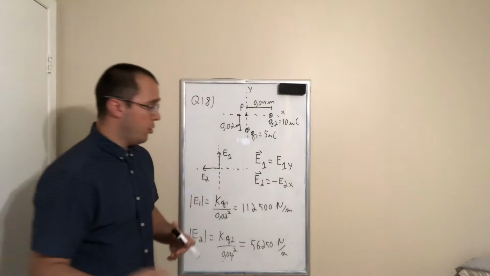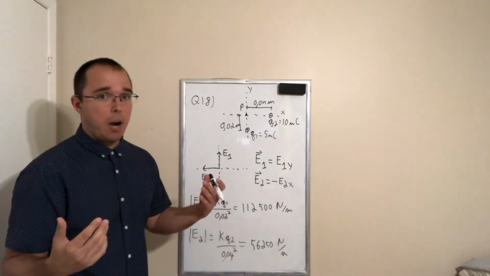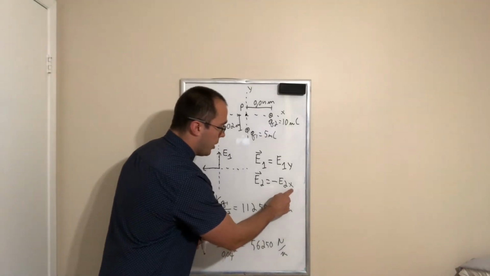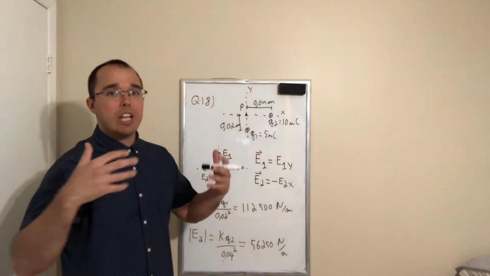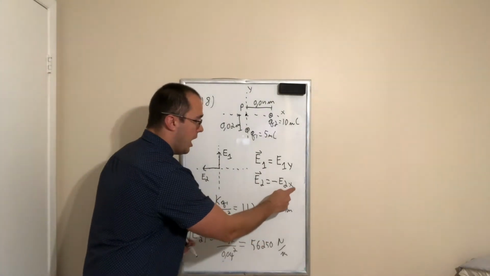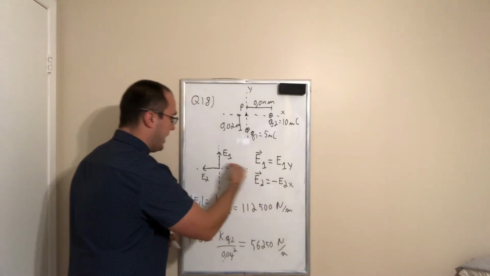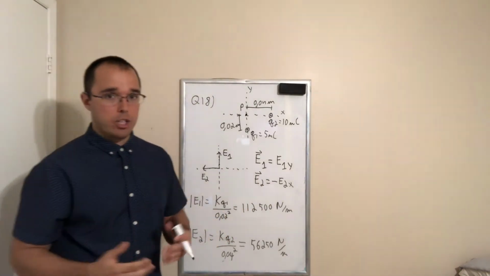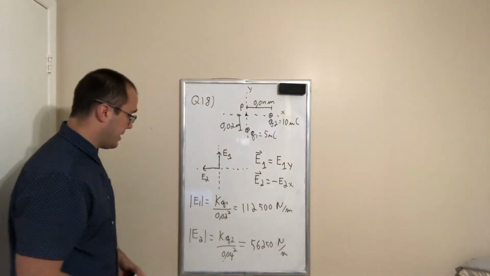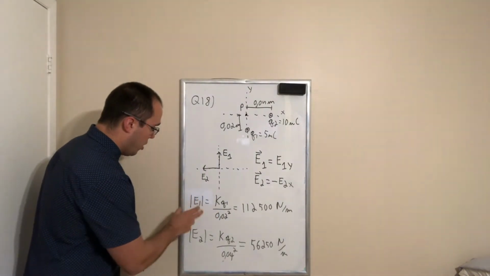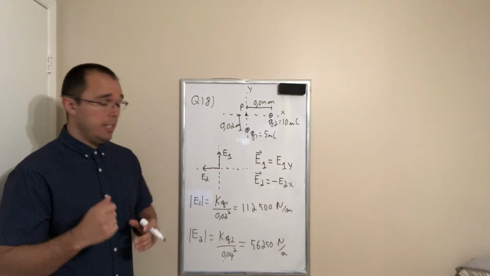Now, just a reminder that the plus or minus in front of this term indicates the direction. And the x or y indicates on which axis the vector lies. In this case, this is a vector on the x-axis, and it's pointing in the negative x direction. All right? Now, at this point, what we need to do is simply calculate the magnitude of the electric field for both electric fields, E1 and E2.